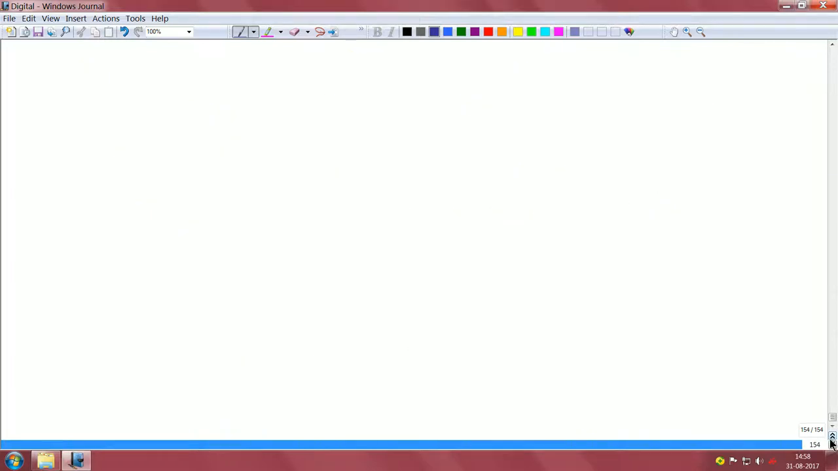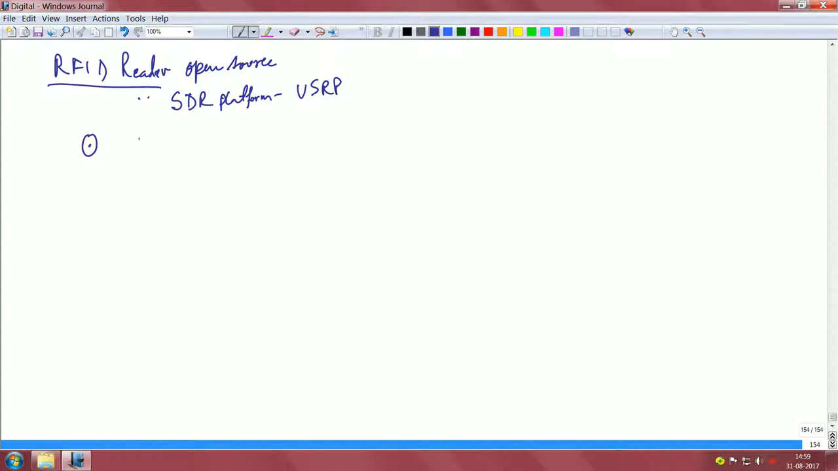If you are interested, you should also try. You can run the RFID reader software. Apart from just buying commercial software, you can also use an RFID reader from open source and run it on software defined radio platforms. There is a platform called the USRP. Okay, you can run it on USRP platforms. Since the tags are reading the slots, are picking a slot randomly, randomly picked slots, right?